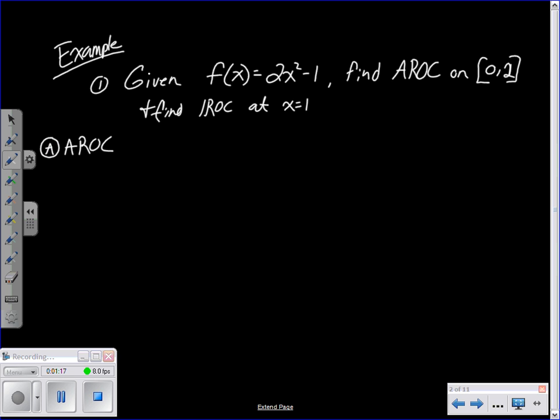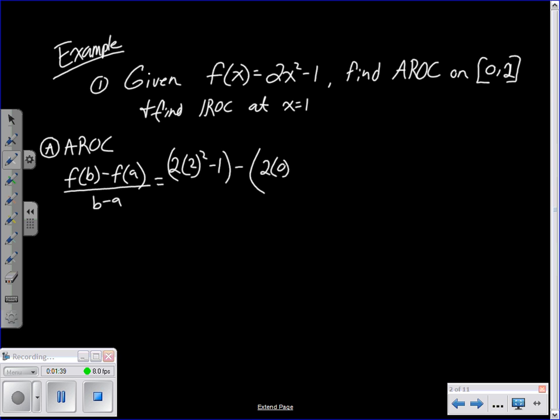Remember, for the average rate of change on my interval from 0 to 2, I take f of b minus f of a, and I'm going to divide it by b minus a, where in this case a is 0 and b is 2. So I'm going to look at 2 times 2 squared minus 1, minus f of a, which is 2 times 0 squared minus 1, and that's going to be divided by 2 minus 0.